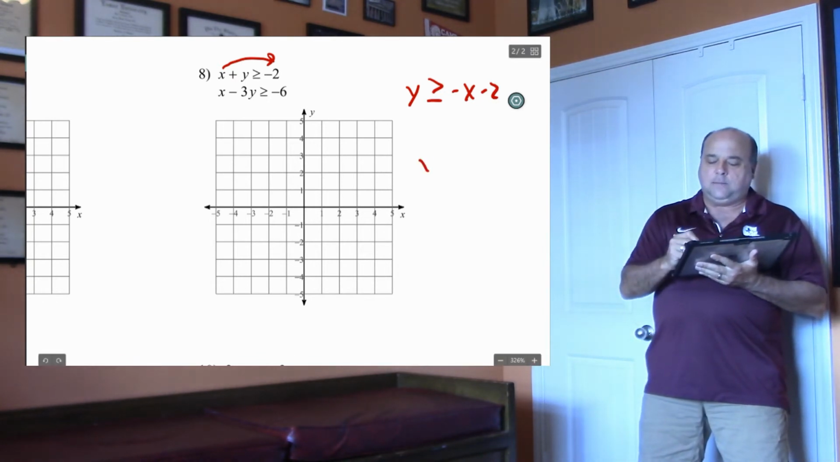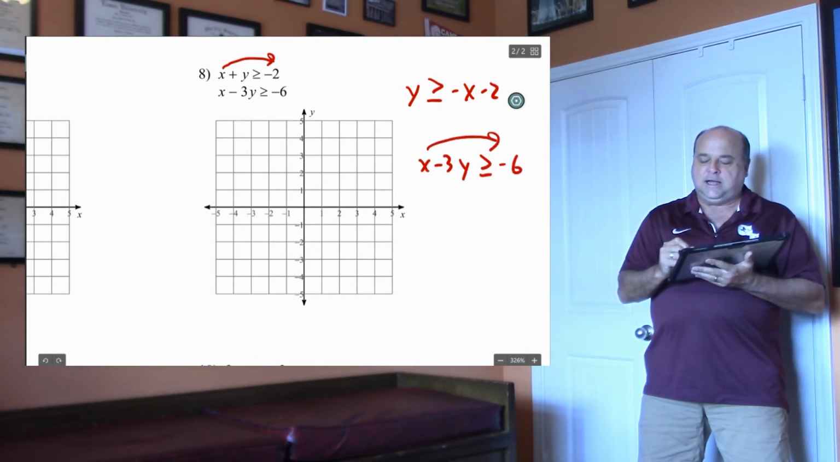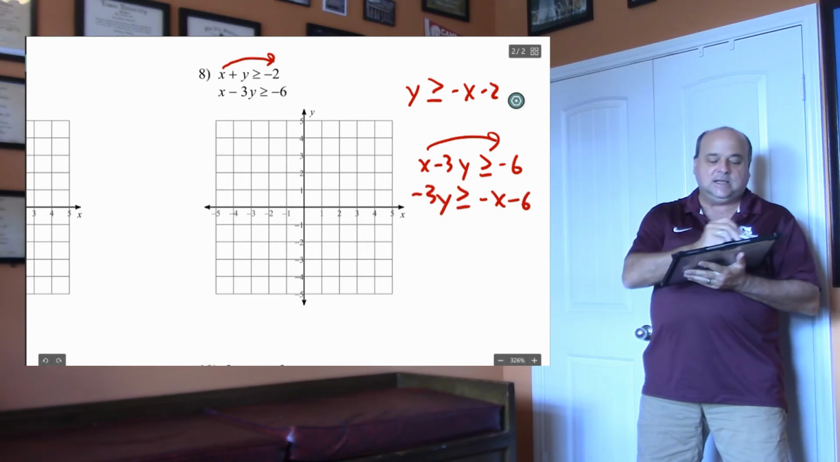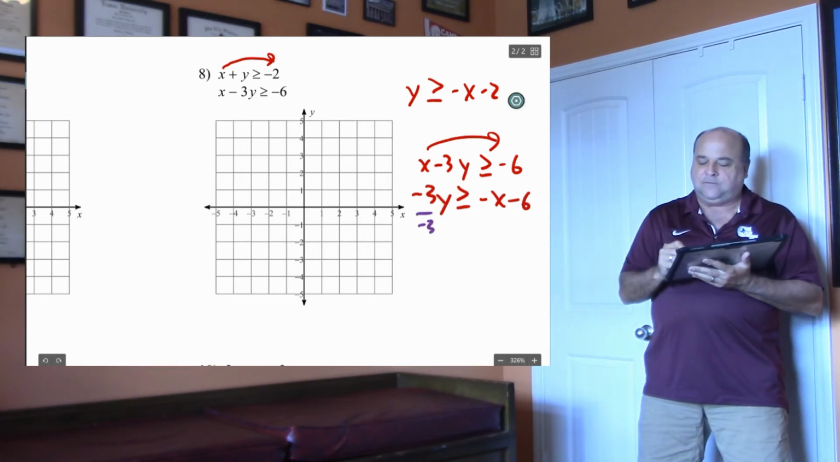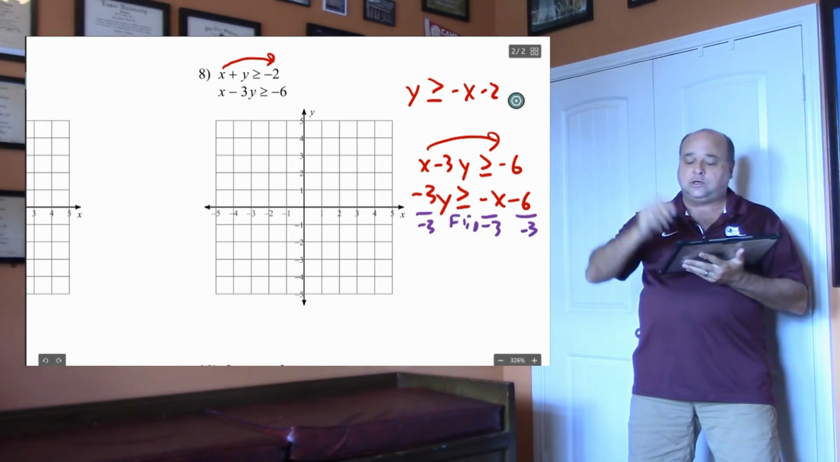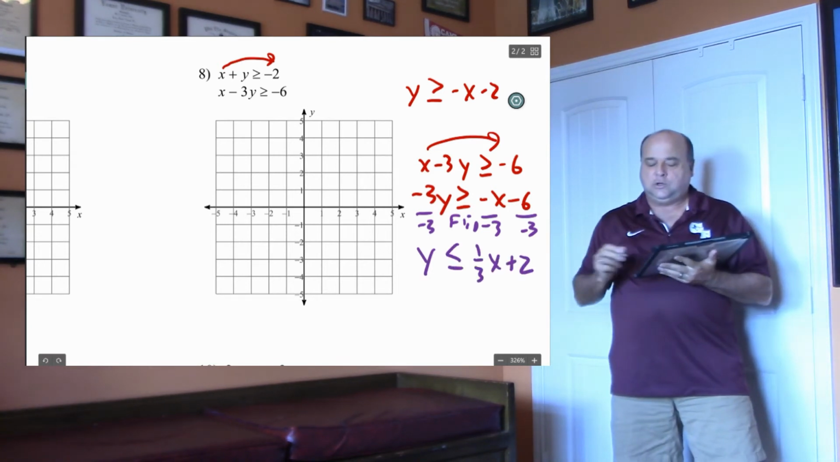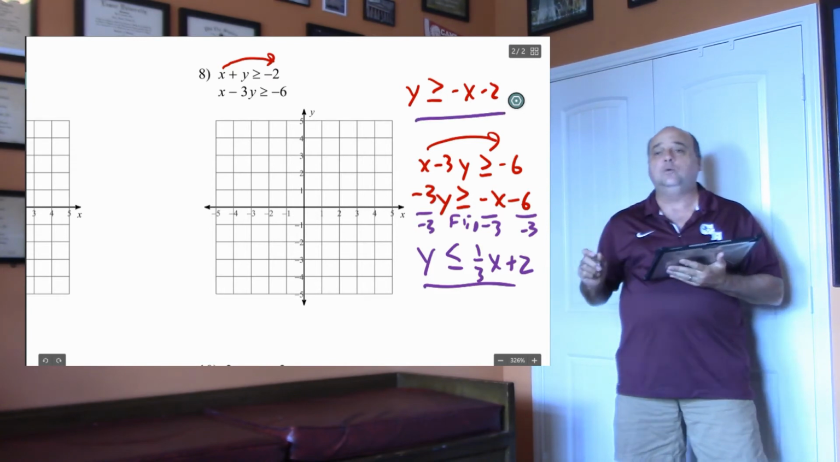On this one, though, I'm going to write down the whole thing. We're going to move the x over, negative 3y greater than or equal to negative x minus 6. Then I have to divide by negative 3. And what happens when you divide by negative 3? You got to flip, don't you? So that greater than is going to turn into a less than. So we'll have y less than or equal to 1/3x plus 2. So this here and this here are my 2 equations.